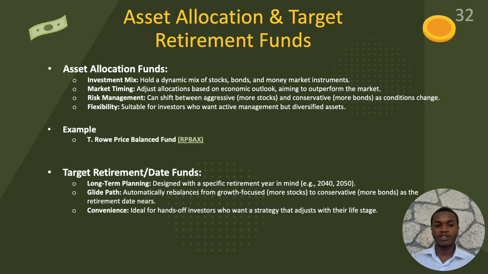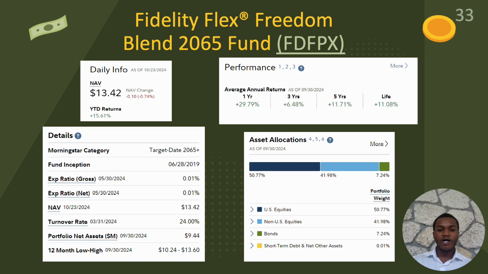Then you have target retirement or target date funds that are set up with a specific retirement year in mind. This is ideal for hands-off investors who want a strategy that adjusts with their life stage. So here I have an example of a target date fund, which is the Fidelity Flex Freedom Blend 2065 fund. In the bottom left, you can see this fund is for people aiming to retire from 2065 onwards, and the expense ratio is pretty minimal.